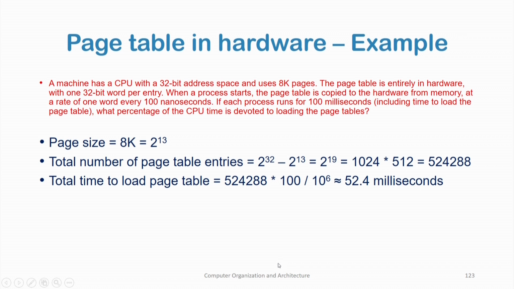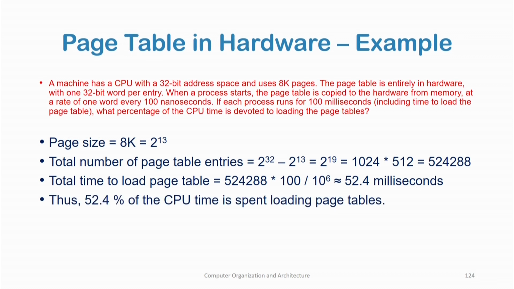So, the total time to load the page table will be what? 524288, and each of them consumes 100 nanoseconds. If we convert it to milliseconds, divided by 10 to the power 6, we get 52.4 milliseconds. So, therefore, 52.4% of the total CPU time in this case is spent loading page tables.